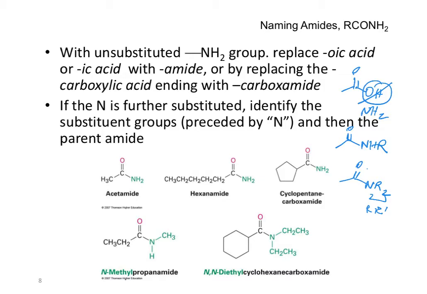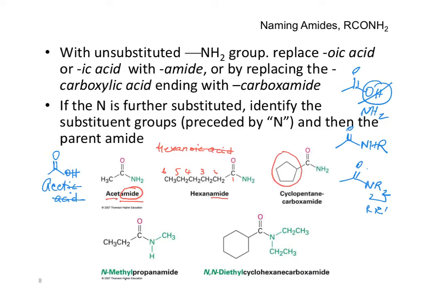So let's take a look at what is a primary, secondary, and tertiary amide. First things first, we are going to replace the ic acid, right? So it stems from acetic acid. I'm going to replace the ic acid by the whole word amide. So acetic acid became acetamide together, one word. Hexanoic acid, 1, 2, 3, 4, 5, and 6. It must have come from hexanoic acid. I drop the oic acid part and replace it with the full word amide, one word, hexanamide.